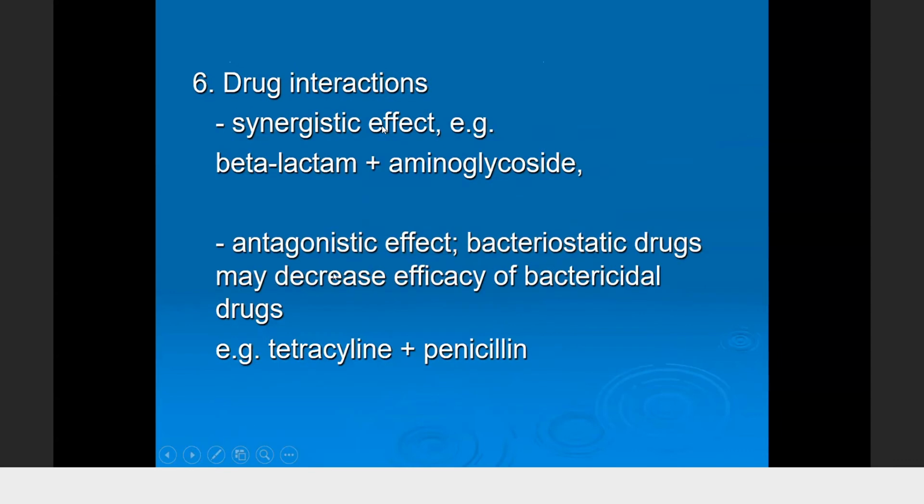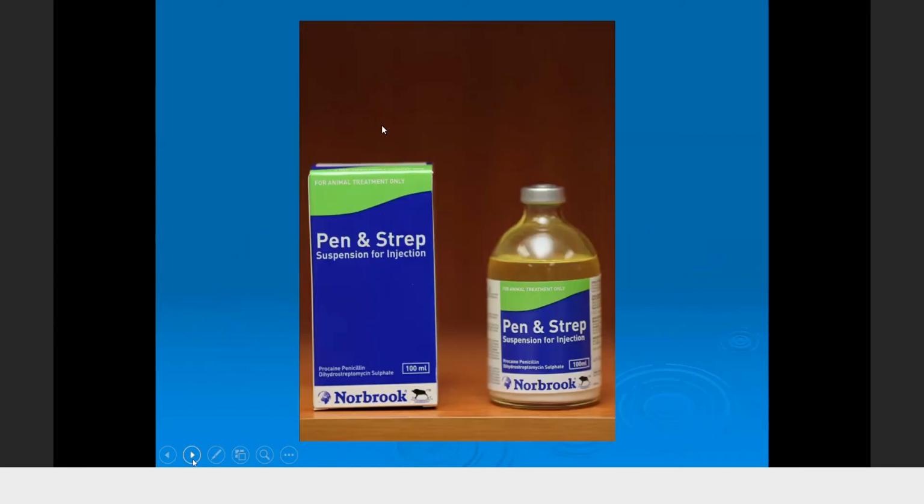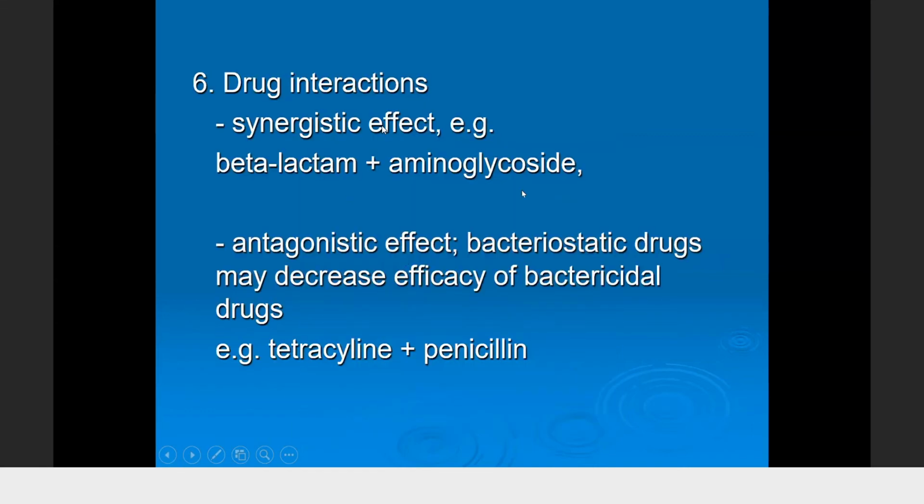Okay, so the next point is drug interactions. First, the synergistic effect, for example with beta-lactam. You want to use two drugs at the same time, and some drugs like beta-lactam and aminoglycoside come in a combination preparation. I've shown the slide earlier. Let me show you this one. Penicillin is a beta-lactam drug, streptomycin is an aminoglycoside. The combination of penicillin and streptomycin will produce the synergistic effect. What is synergistic effect? It's the plus effect. This is for injection, in suspension form. That's beta-lactam and aminoglycoside.